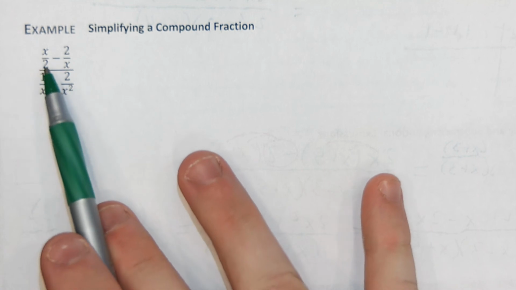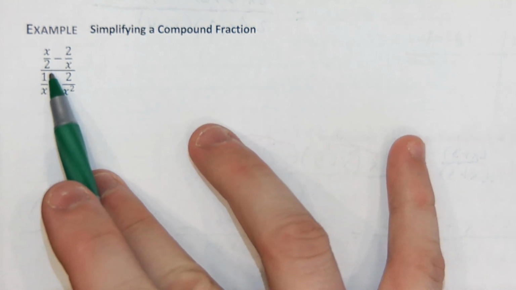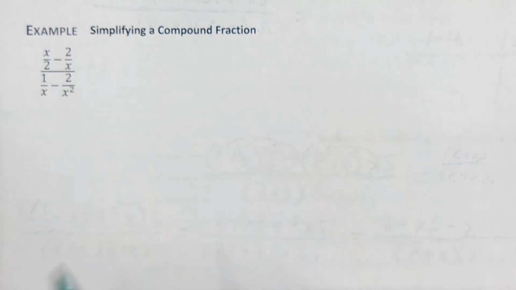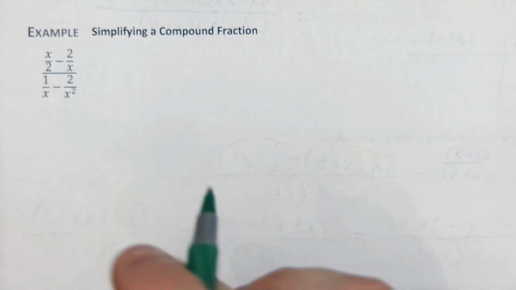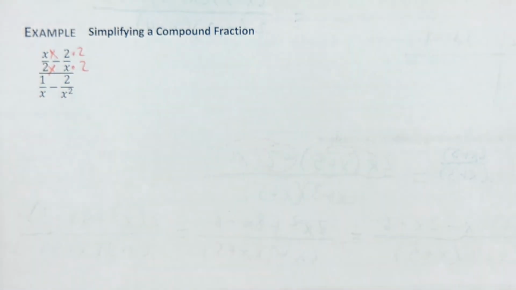So focusing on the top only. This denominator is a 2. This denominator is an x. If only this one had an x, and if only this one had a 2, they would match. So that's what you do. You do x on the top and bottom of that one, and times 2 on the top and bottom of that one.